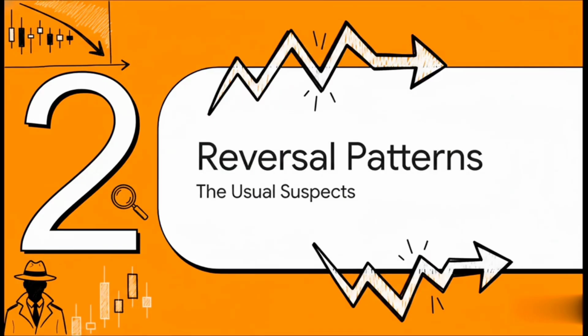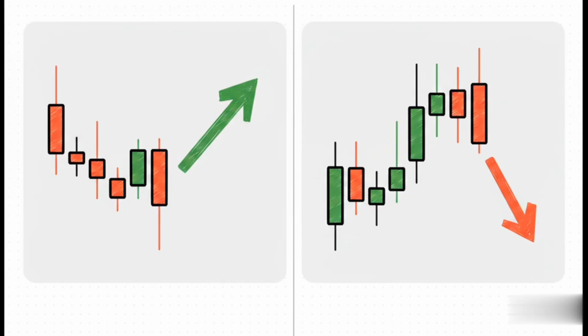Okay, so we can now read a single clue. It's time to meet the usual suspects. In our market murder mystery, these are the reversal patterns. These are specific formations that have a habit of showing up right around the time a trend is about to kick the bucket. Now, our first two suspects are tricky because they look exactly the same but have totally different motives. You've got the hammer and the hanging man.